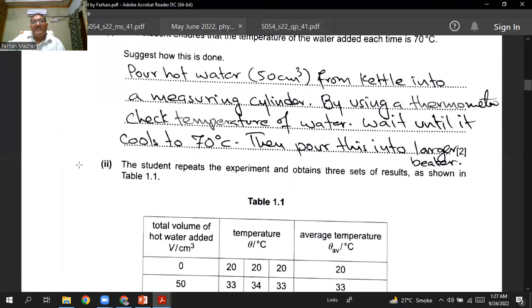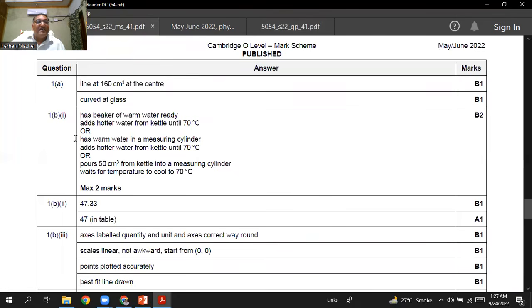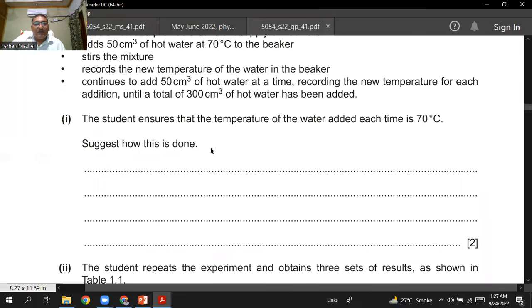So this is the strategy: pour hot water each time, 50 centimeter cube, from the kettle into a measuring cylinder. By using a thermometer, check the temperature of the water. Wait until it cools to 70 degrees centigrade. Then pour this into the larger beaker in which you have the other water. Hopefully you understand. This is the answer of the B first part. Okay, so now we are going to the next question.